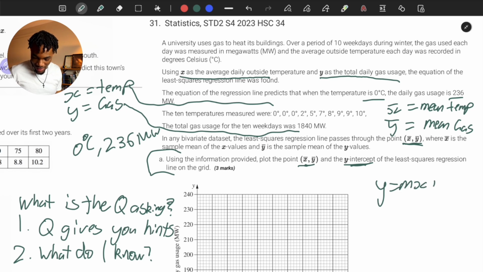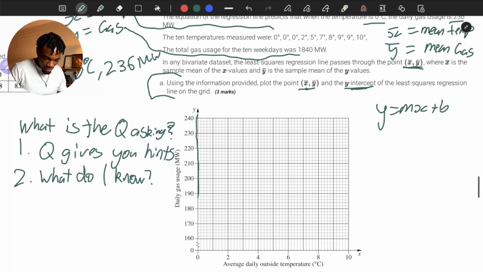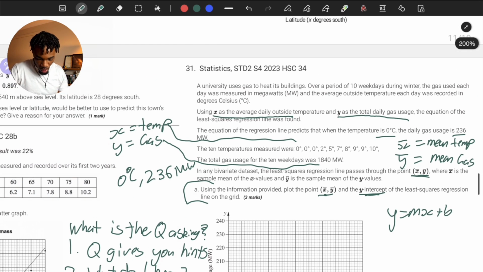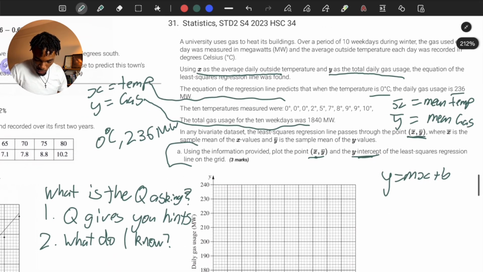I know this format here, y equals mx plus b, where m is the gradient, or the slope of the line, how steep it is, and b is where the line touches this, or the y-intercept. So what do I know about this? I know this.